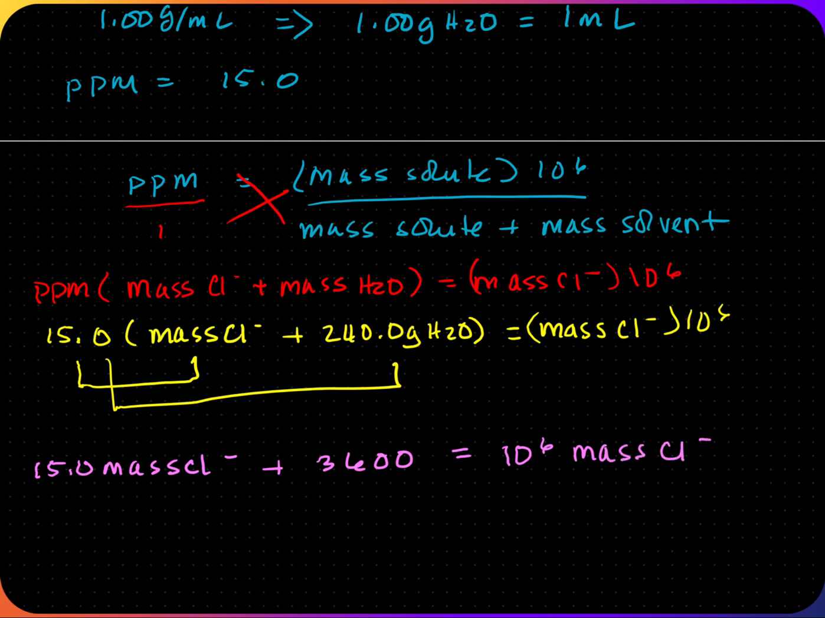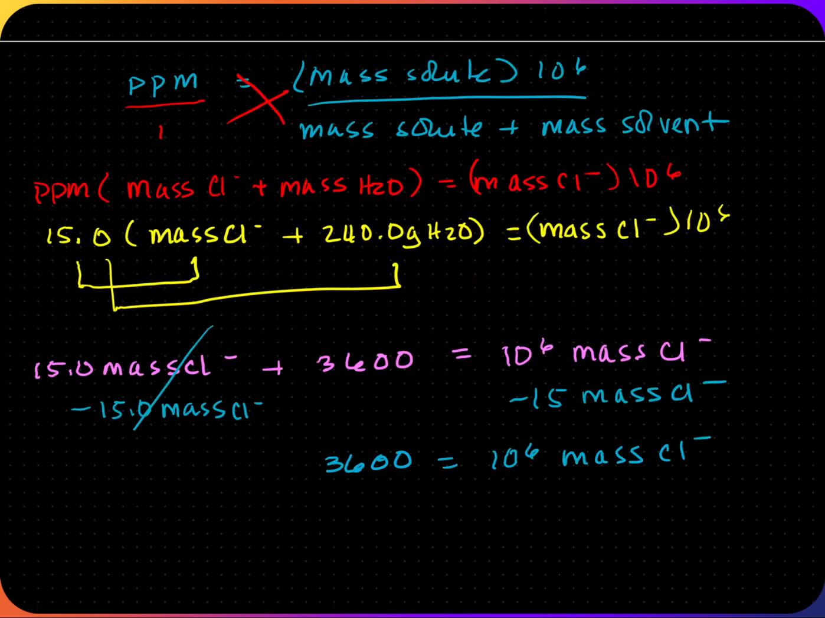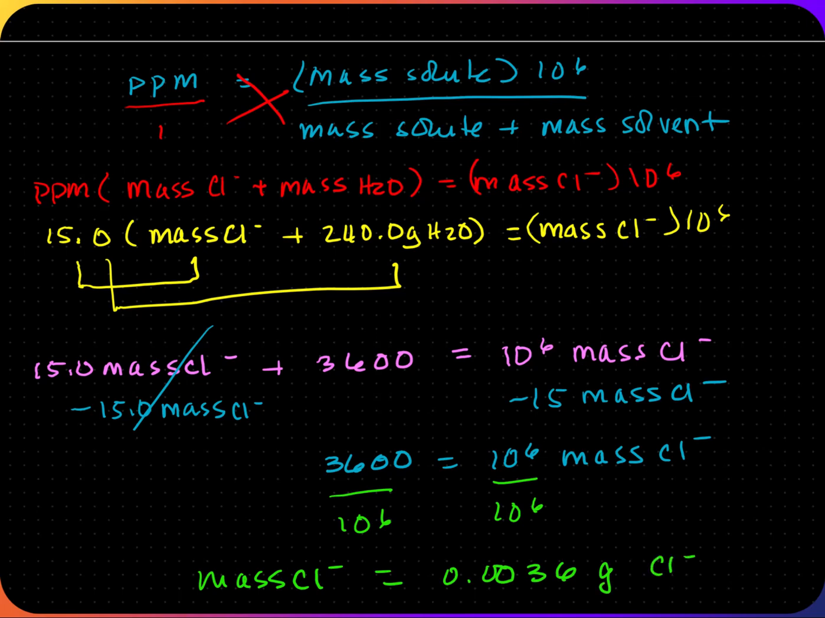Now I need to isolate the mass of chlorine ion by subtracting 15 on both sides. So my equation becomes 3600 equals 10 to the 6 minus 15, which is pretty much 10 to the 6 times mass of chlorine ion. So now I'm going to divide both sides by 10 to the 6 to isolate the mass of chlorine ion. So mass of chlorine ion equals 0.0036 grams of chlorine ion. If you're struggling with the algebra, isolate the variables as much as possible, plug in the numbers to simplify it, and then double check your answer.